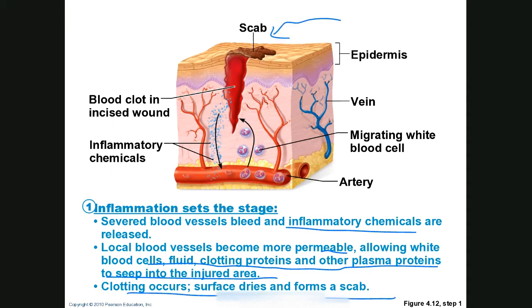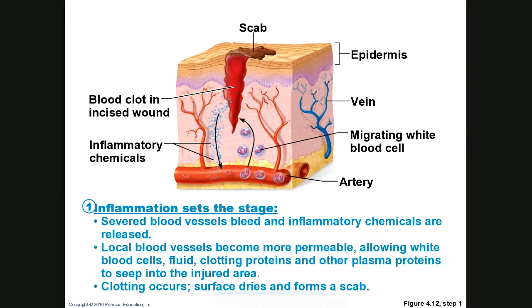This is your dermis here. This is going to be your epidermis, just this little thin layer here.